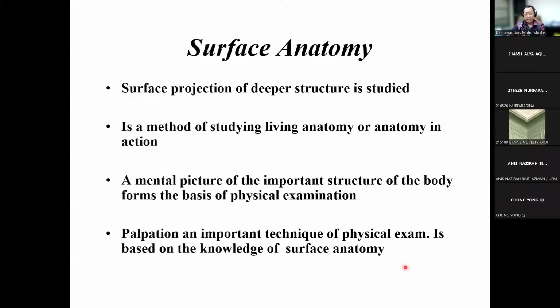So what is surface anatomy? Technically, surface anatomy is the study of surface projections of deeper structures. When you learn anatomy, at the end of the semester, you should be able to recognize what structures are found deep to the skin. That's why you need a mental knowledge of that particular information. Then you can explain, by touching a certain part of your body, what structures are underneath your skin.